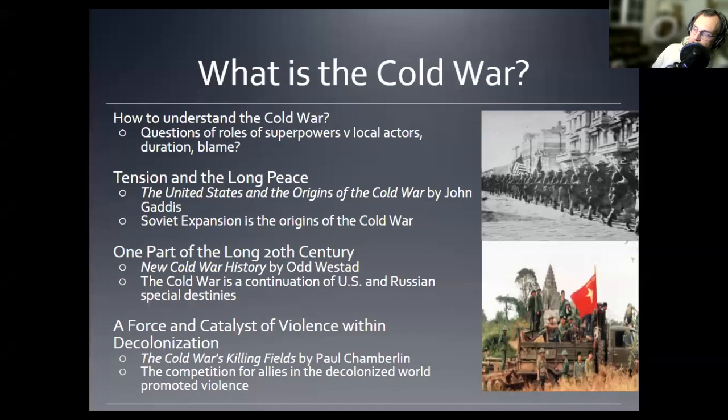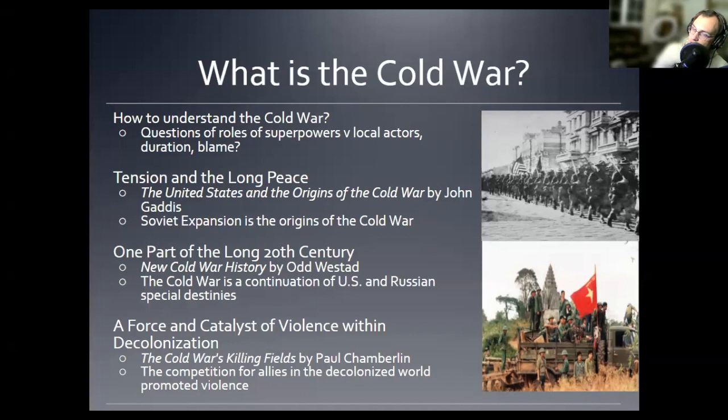So how do we understand this ideological conflict, right? How do we interpret it, right? How do we balance the roles of the superpowers versus the decolonizing states that they were seeking to influence, right? Duration, when did it even start, and who's to blame for it? Is anybody to blame for it? Is there mutual blame for it? I don't know.